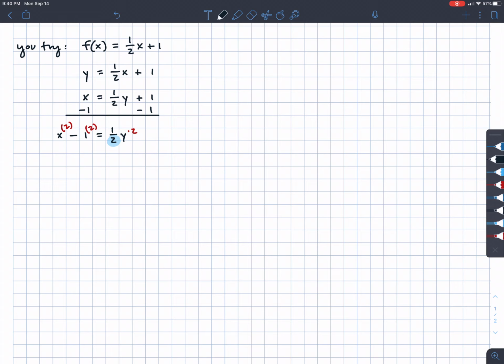So 2 times x is just 2x. Negative 1 times 2 is negative 2. And 1/2 times 2 is 1. And we're left with y. So my inverse function is equal to 2x minus 2.